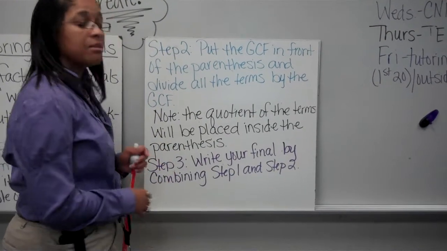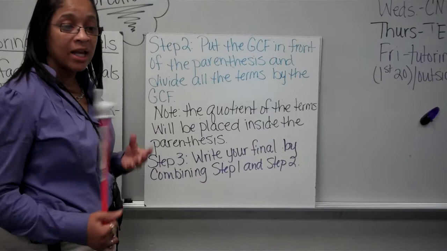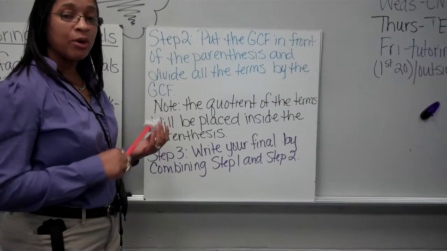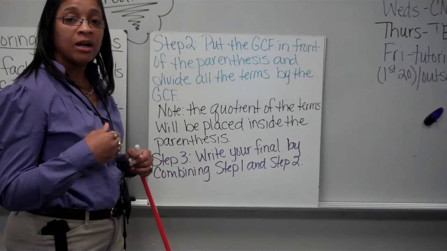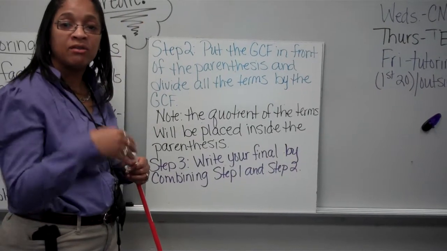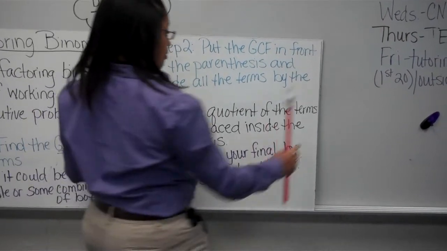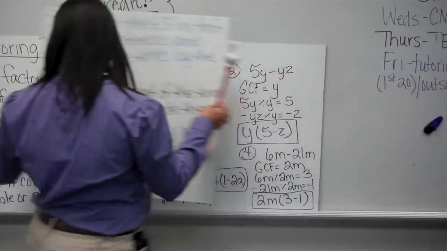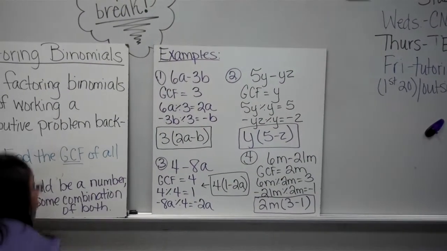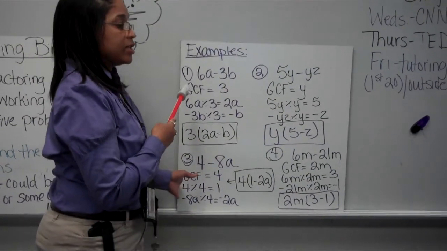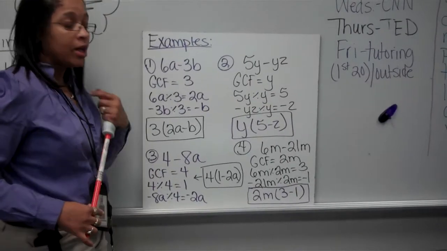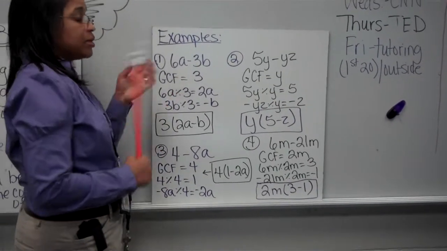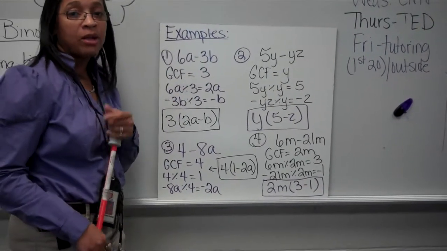So now we're going to go to some examples of what I mean when I say that. And you should have a paper with these 4 problems on it. They're not consecutive, but they're somewhere on the page. So example 1 on your paper, I think this is actually the very first problem on your page, says 6a minus 3b, and you have to factor that binomial.